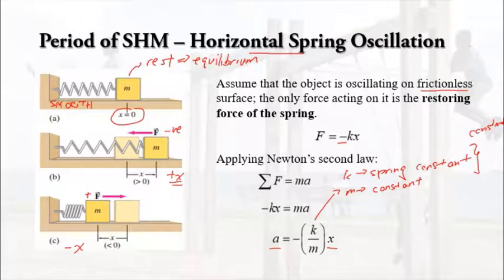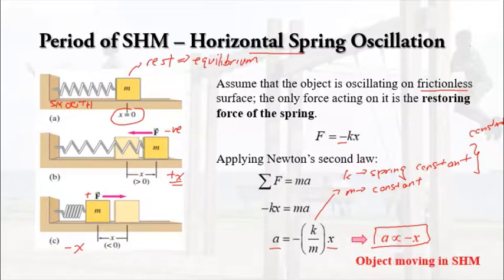Now, after we identify the constant variables in our equations, we can then form a relationship for it. If you form a relationship based on the equations, you're going to get a is directly proportional to negative x. So again, based on this relationship, it tells us that the horizontal spring oscillation is a form of simple harmonic motion. So it's moving in simple harmonic motion.